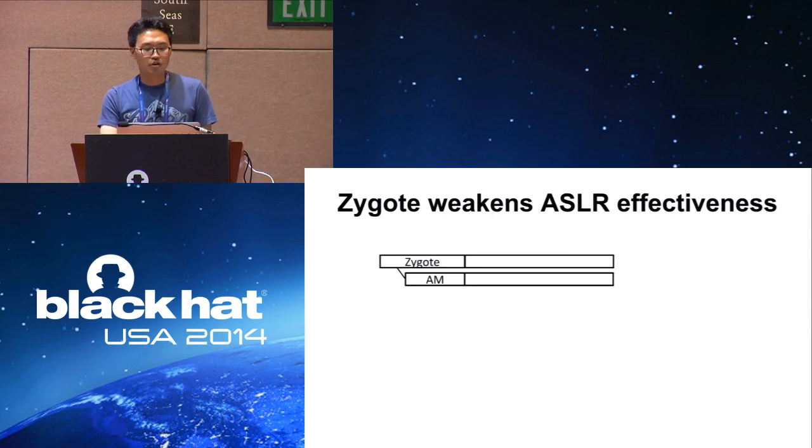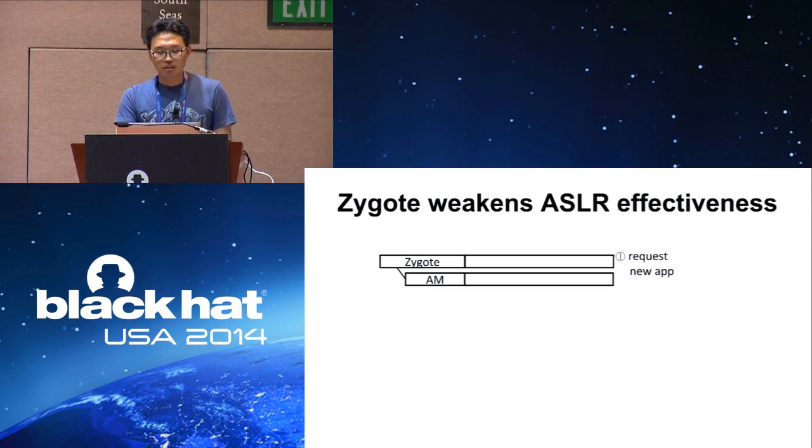So let me talk a little bit more about how this works internally. That is Zygote. Zygote is something like a daemon in Android, and the AM is the activity manager. First, AM requests to Zygote. If the user clicks the icon on Android, then to create the application, AM sends the request to Zygote, saying that the user wants to create a new application. And then Zygote is forked.